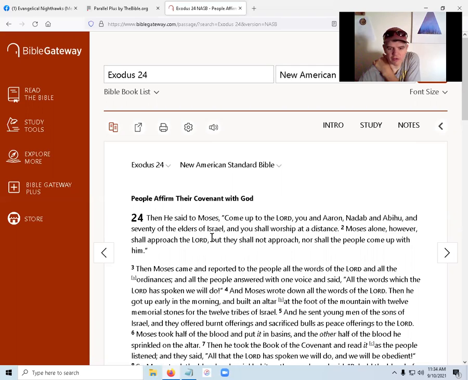Moses alone, however, you shall approach the Lord. But you shall not approach, nor shall the people come up with you. Okay, so God's saying, hey, they're probably gonna affirm the covenant, but Moses is gonna take the priests there. Aaron, Nadab, Abihu, 70 elders, but only Moses can go up to God.